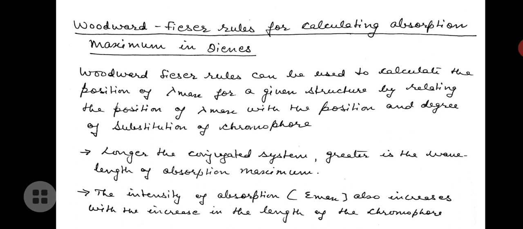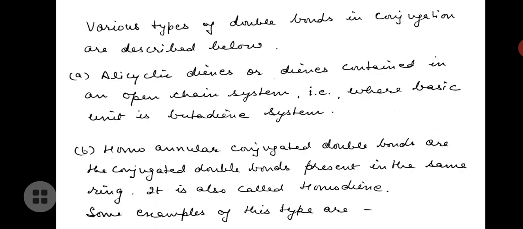Woodward-Fieser rules can be used to calculate the position of lambda max for a given structure by relating the position of lambda max with the position and degree of substitution of chromophore. The longer the conjugated system, greater is the wavelength of absorption maximum. The intensity of absorption also increases with the increase in the length of the chromophore.